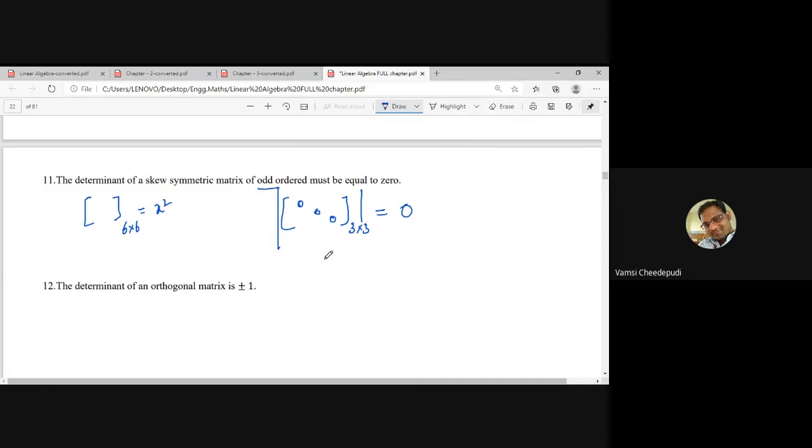Then orthogonal matrix, there is an orthogonal matrix. I hope you remember this. A transpose is equal to A inverse. For that orthogonal matrix, the determinant is unit modulus, plus or minus 1.